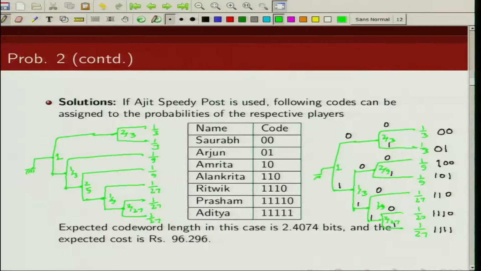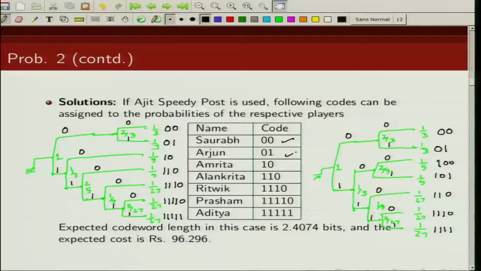Now if I assign bits zeros and ones, 0, 1, 0, 1, 0, 1, 0, 1, 0, 1. So this will have code word 0, 0, this will have 0, 1, this will have 1, 0, this will have 1, 1, 0, this will have 1, 1, 1, 0, this will be 1, 1, 1, 1, 0, and this will be 1, 1, 1, 1, 1.